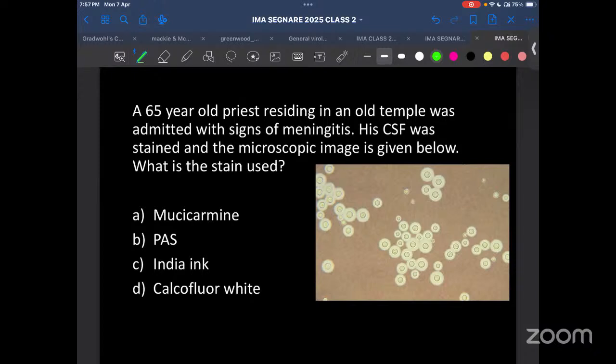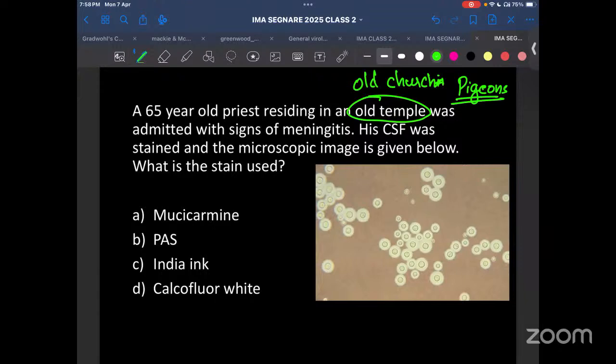A 65-year-old priest is residing in an old temple. See, old temple, old church, old building. What are there in these old churches, old buildings? There are pigeons. Okay, so pigeons are there.